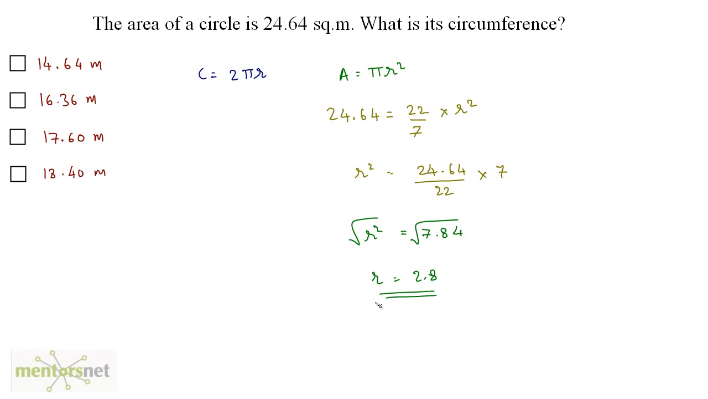Now that you know the radius of the circle, you can calculate its circumference. So circumference is equal to 2 into pi, which is 22 by 7, times r, which is 2.8, right? Now 7 times 0.4 is equal to 2.8. So you have 0.4 times 2, that's 0.8, times 22. So this is 17.6 meters. So that's the circumference. So option C is the correct answer.